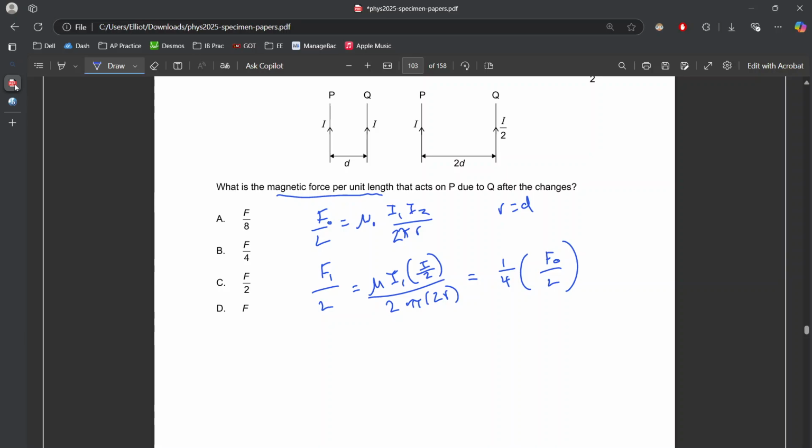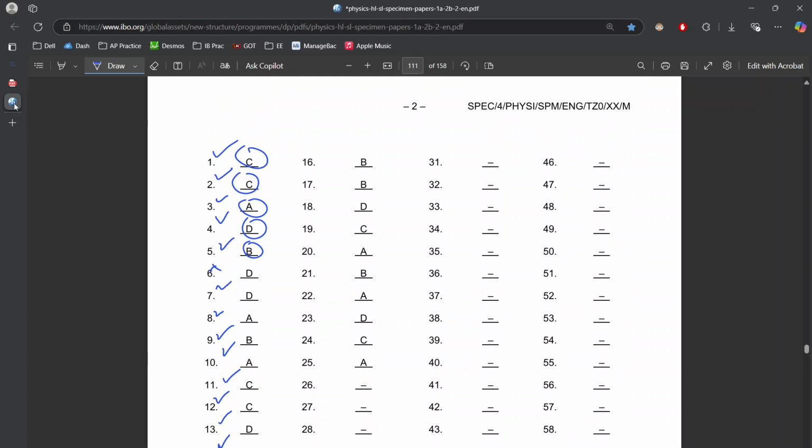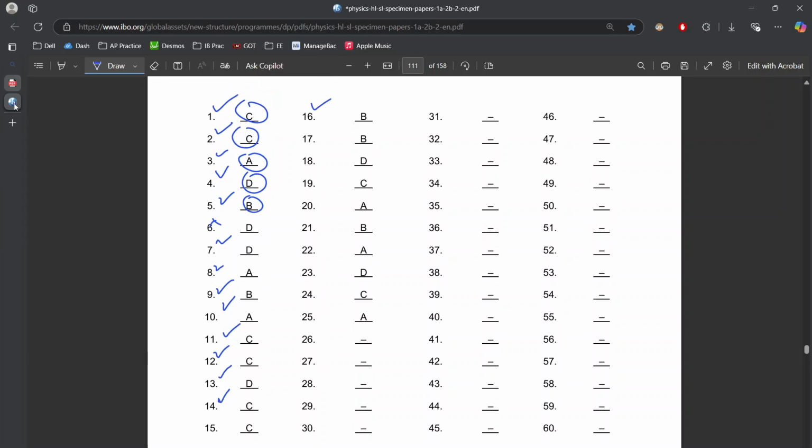On P due to Q after the change. Yeah, okay, so 1 over 4, so I'm going to say B. That's correct. Alright, so we made it up to the next thing, and we're almost done.